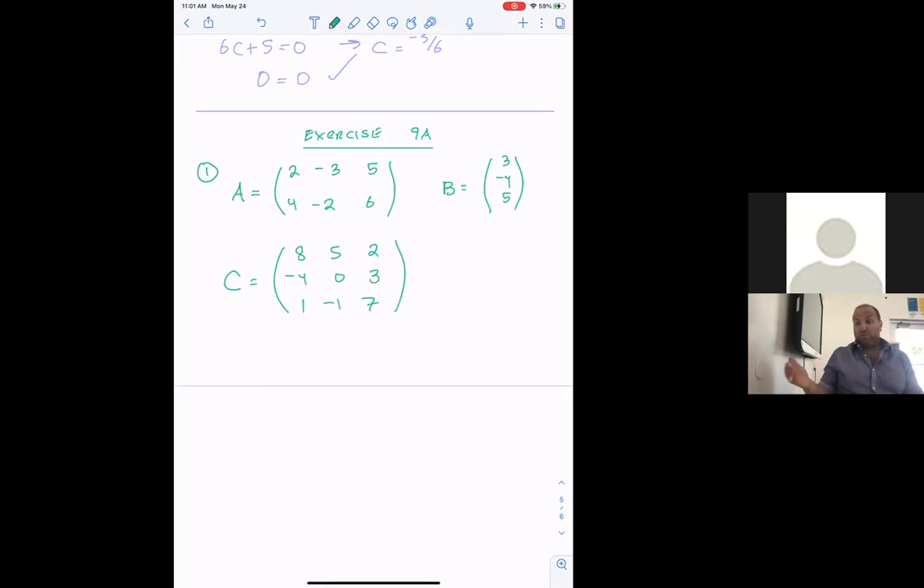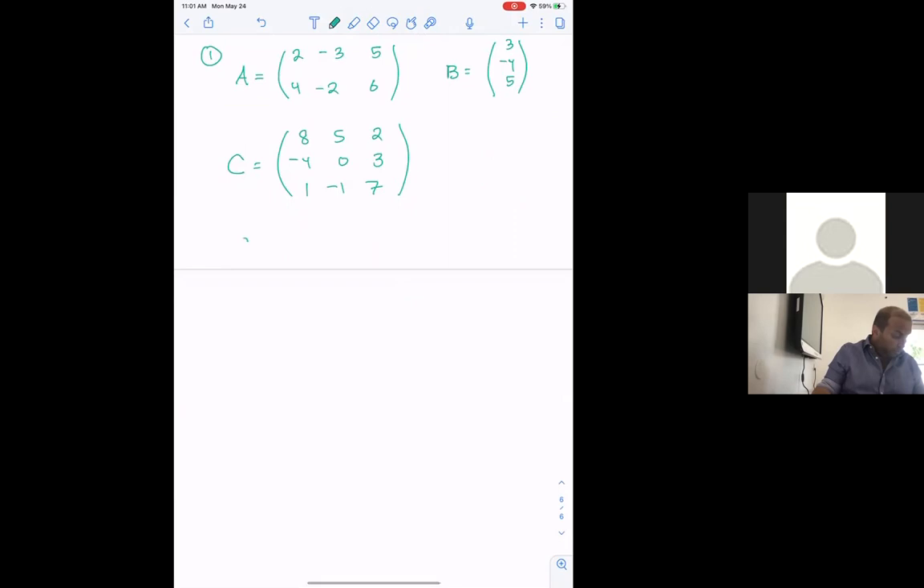So if the question was to add or subtract these, I can't do any of that because none of these three have the same order. We don't know how to multiply matrices yet, so we don't even know if we're allowed to. So what is the question? The question says, what is A12? What is A23? What is B31?